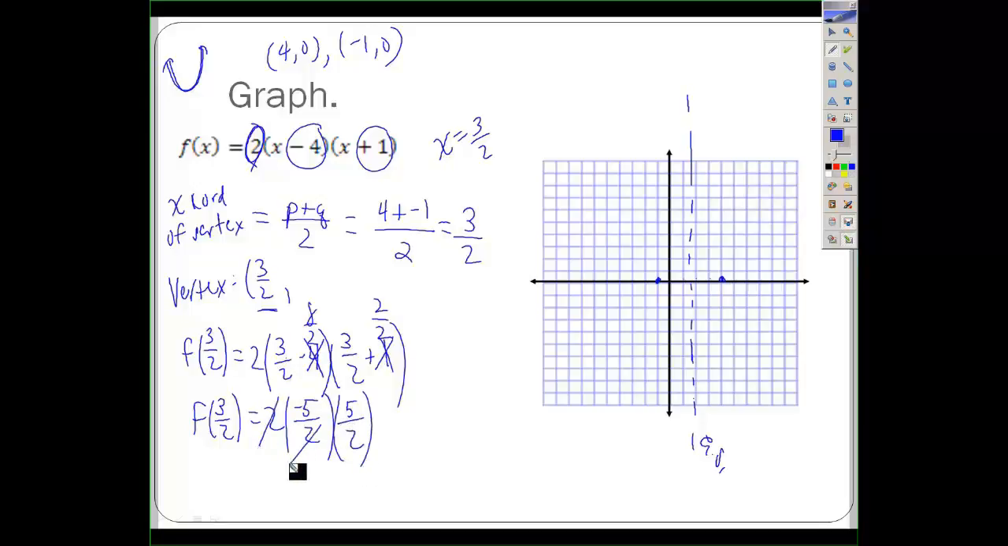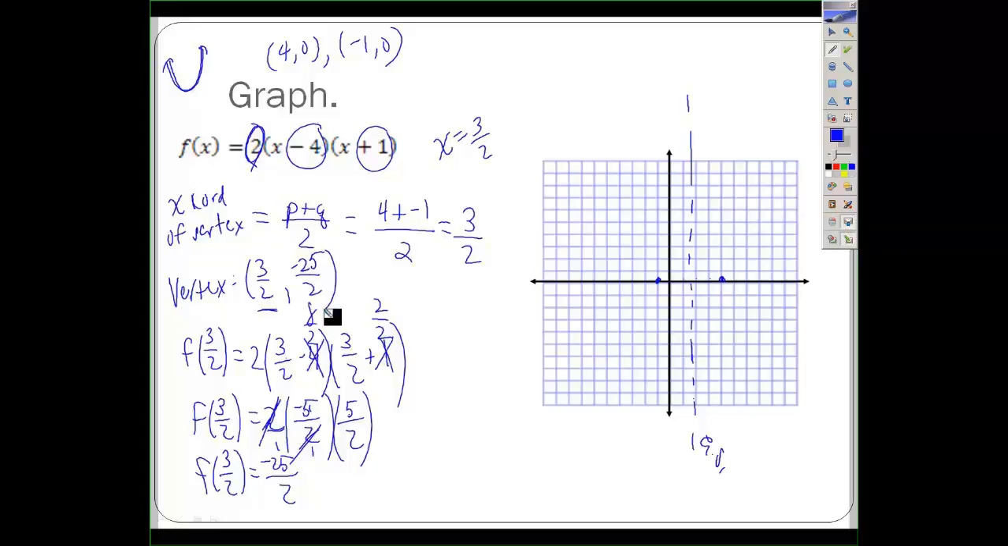So in total, I'm going to cancel out these. -5 times 5 is -25 over 2. So I have f(3/2) equals -25/2. I cross-canceled here. I took -5 times 5, which is -25, and since there's only 1's down here, 1 times 1 times 2 is 2. So my vertex is actually (3/2, -25/2). So it's going to be really, really low down here.